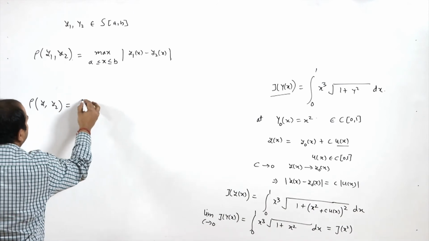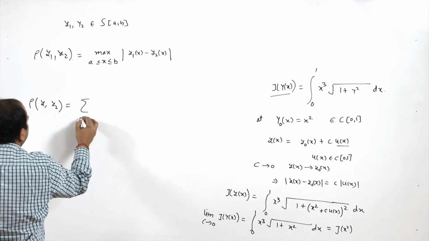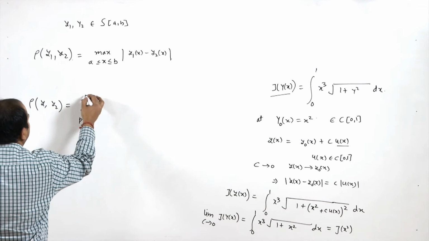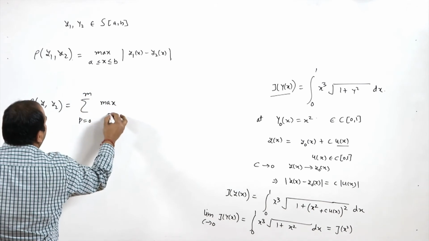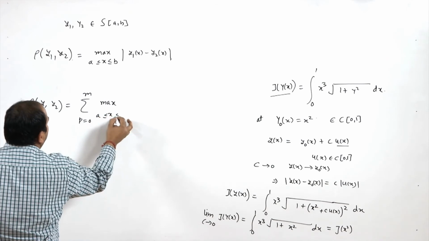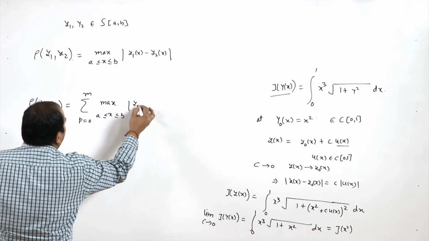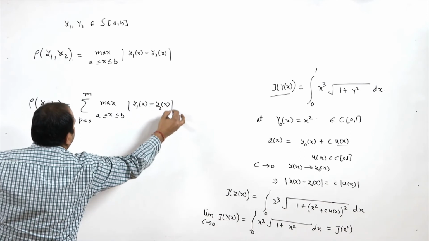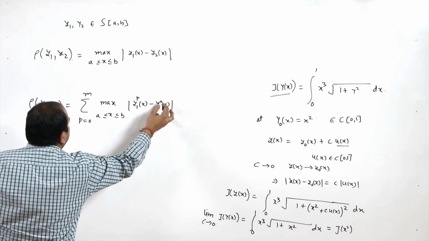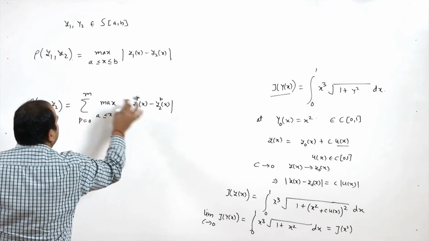Similarly, we can define the distance in the sense of mth order proximity in a similar way. There we can consider this as a summation, say p equal to 0 to m, of the maximum over x in a to b of the absolute difference of the pth derivatives of y1 of x minus y2 of x, and here we are considering up to say mth order derivative.